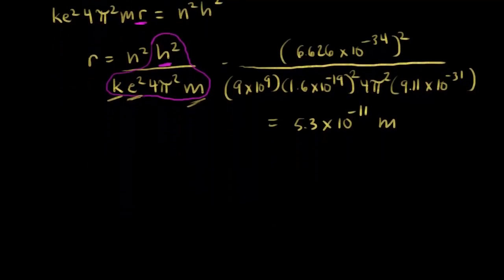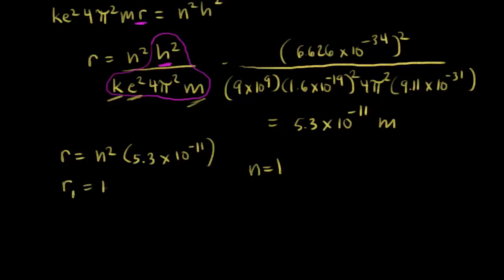Let's plug that in to what we have so far on the left. So the radius is equal to n squared times that number now, 5.3 times 10 to the negative 11. And let's plug in n is equal to 1, so an integer. So this represents a ground state electron in hydrogen. If n is equal to 1, this would be r1 is equal to 1 squared times this number. Obviously that's very simple math. We know that when n is equal to 1, the radius is equal to 5.3 times 10 to the negative 11 meters.